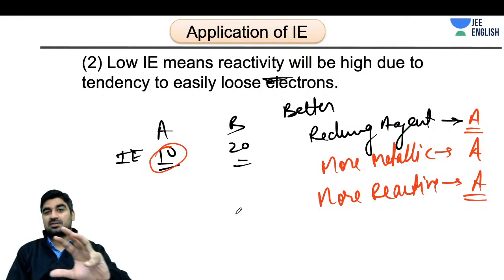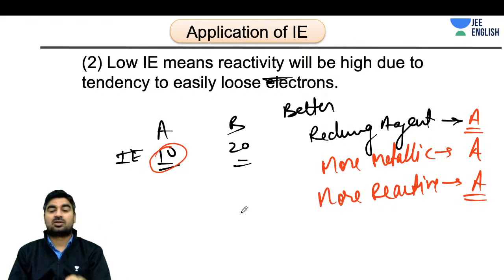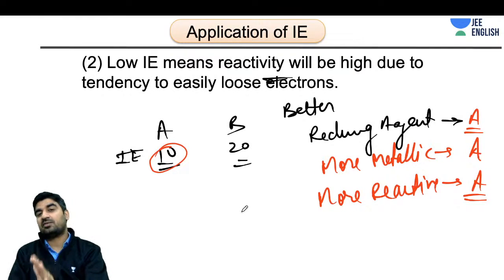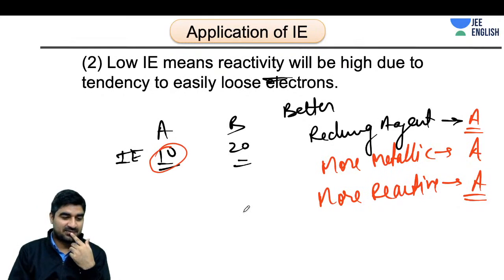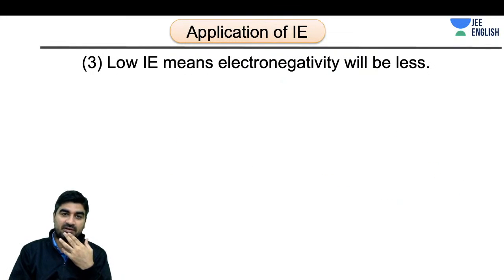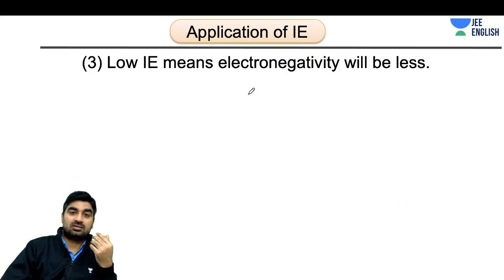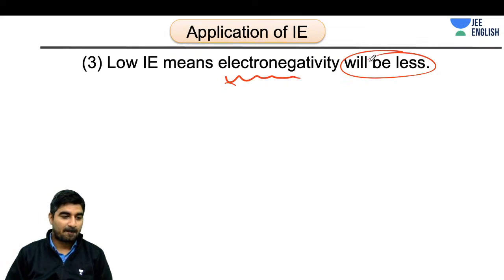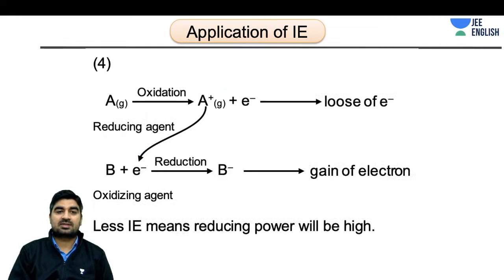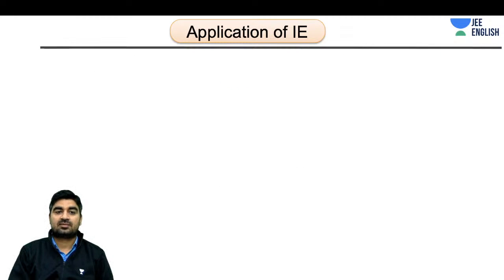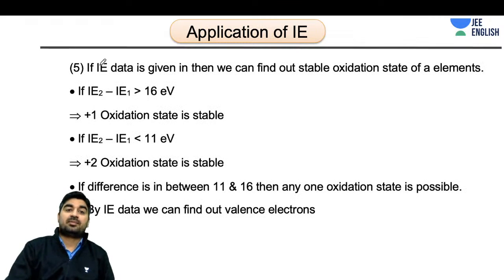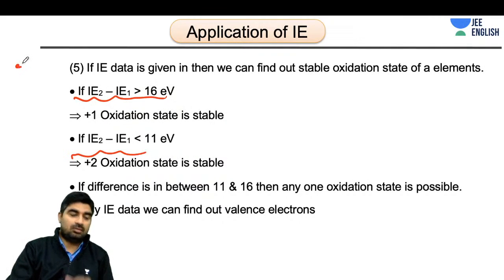So if some atom loses an electron easily, I will say it is more reactive, right? Low ionization energy means electronegativity will be less, which we will be studying in the next class. And remember it, this problem was asked in September 2020.